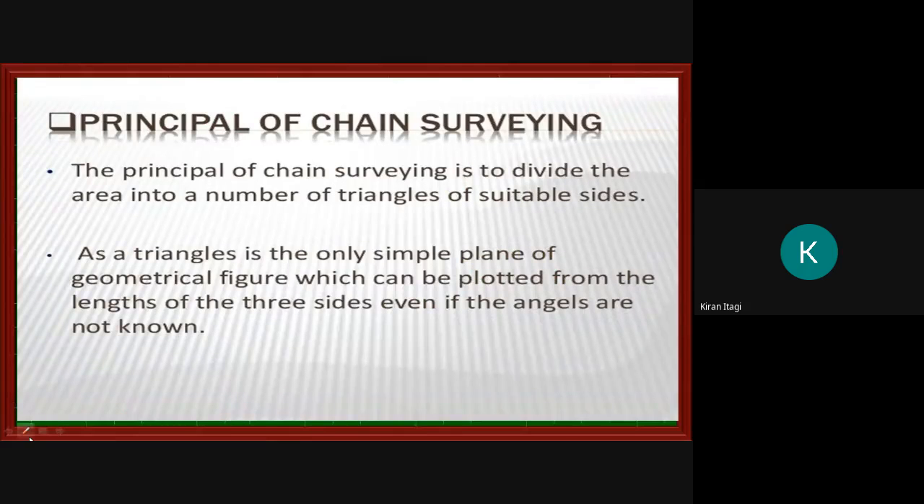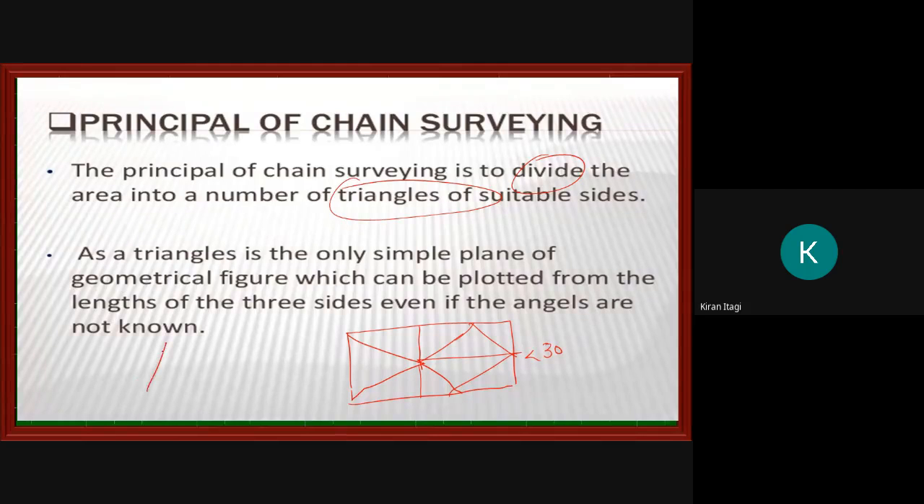Next, we have some principles of chain surveying. The principle of chain surveying is to divide the area into a number of triangles of suitable sides. Initially, I have said, if this is my boundary, we will divide it into a number of triangles, and that too well-conditioned triangles. Well-conditioned triangle means the angle is not less than 30 degrees. If this is your triangle, the angle should be greater than 30 degrees and less than 120 degrees.